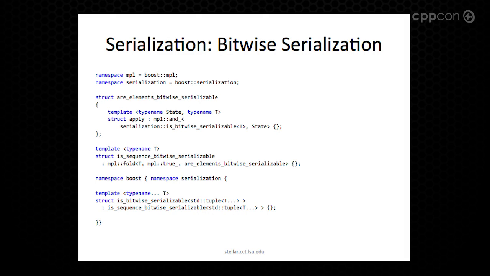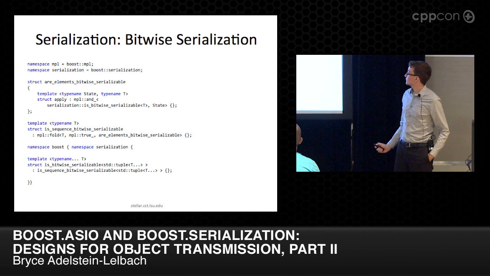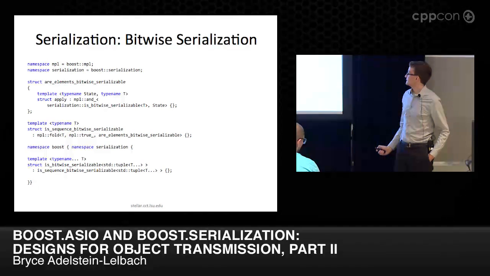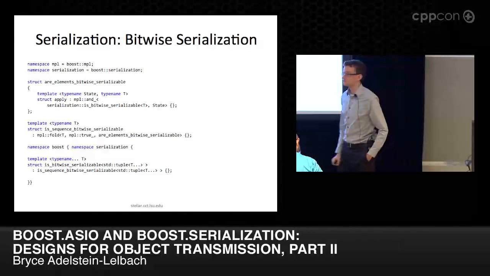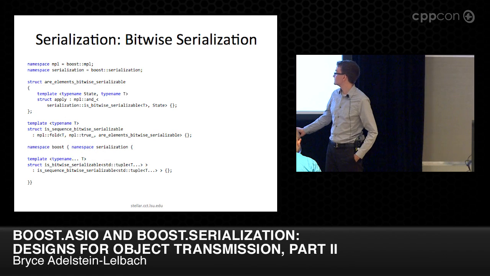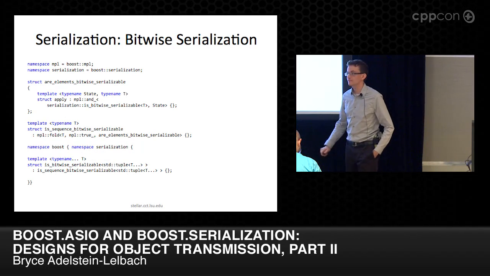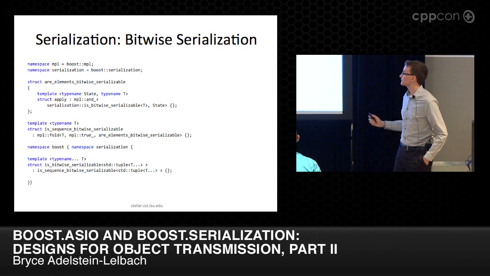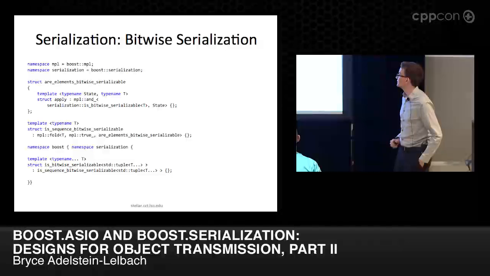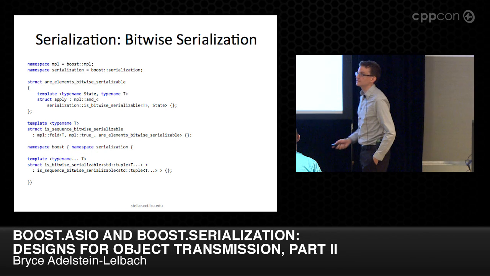So we do this also for types that have elements. This is some code that does it for an std tuple: if we have an std tuple of types that are bitwise serializable, make that std tuple bitwise serializable itself. I'm pretty sure this one's kind of generally safe-ish. We haven't run into problems with it.